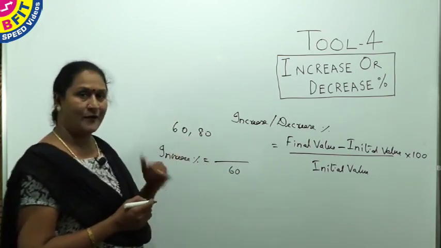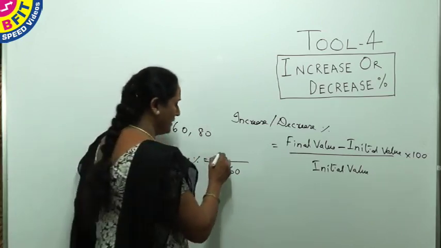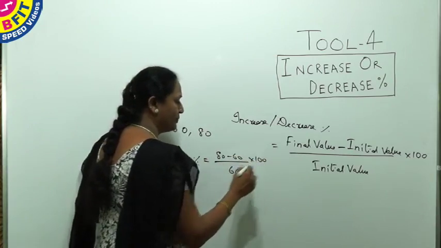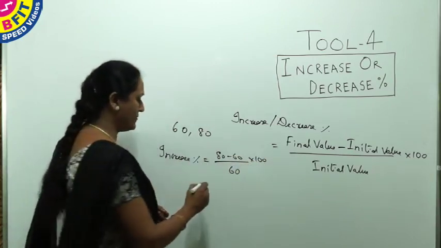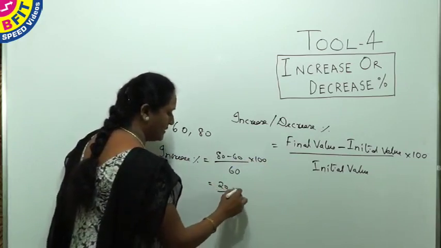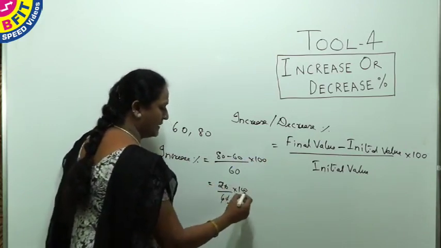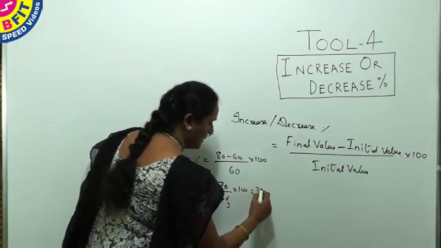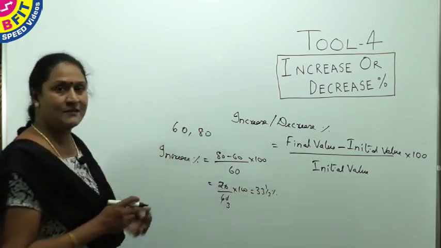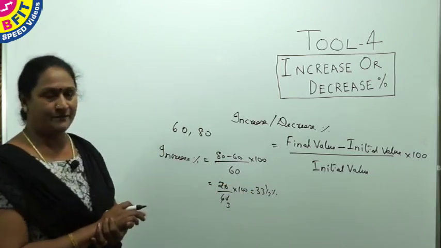Difference. By what value is it more? It is 20 more. So difference in the numerator. 80 minus 60 into 100. So the difference is 20 by 60 into 100. Now what will be the percentage? 100 by 3 or 33 1 by 3%. So 80 is 33 1 by 3% more than 60.